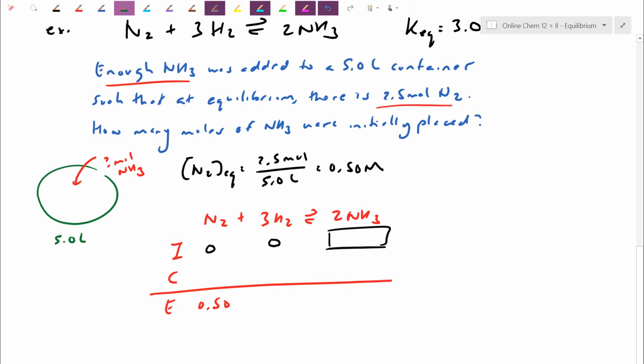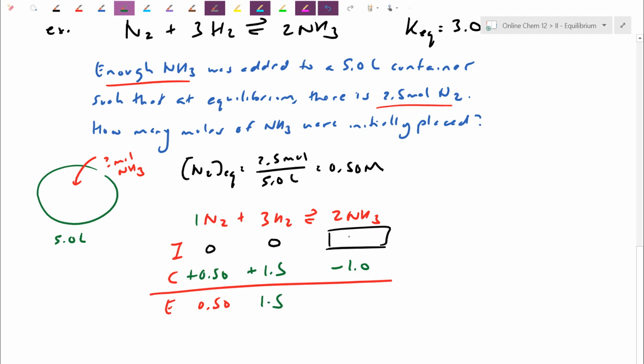Well, I start with 0. I can't drop any lower than 0, so I know this side has to be plus. How much do I gain by? I gain by 0.5. The change line has to follow the mole ratio, so it's a 1 to 3 ratio. This one also gains, but this gains by 1.5. This one here drops by 1.0. Anytime you get the I and the E, you just do the math. 0 plus 1.5, well, that's 1.5. I have no clue what this NH3 is.